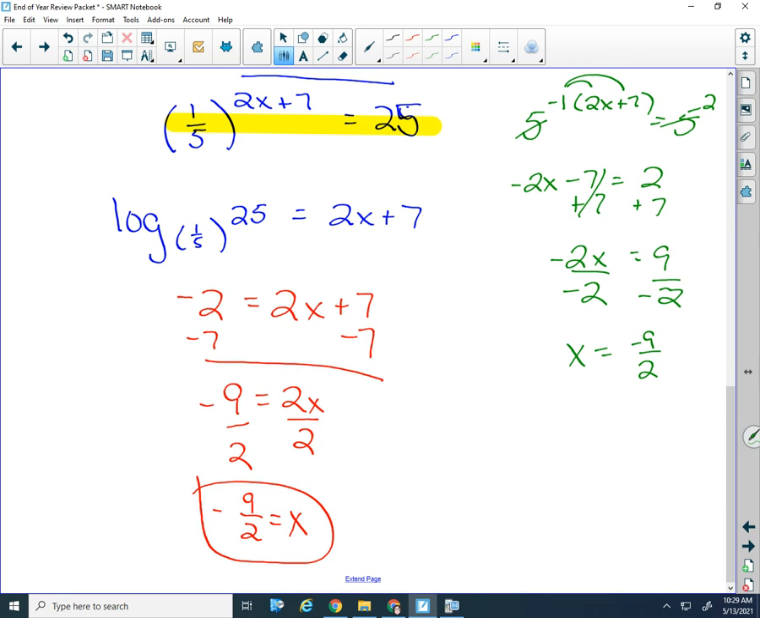We're done. And now we just have to do page number 16.